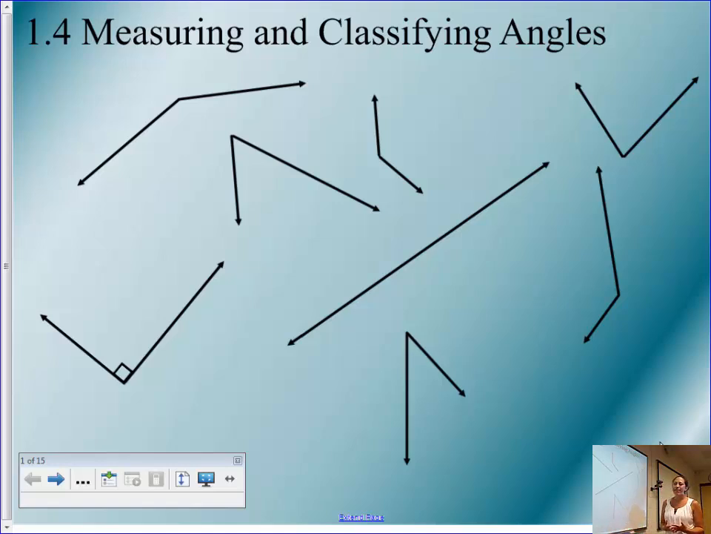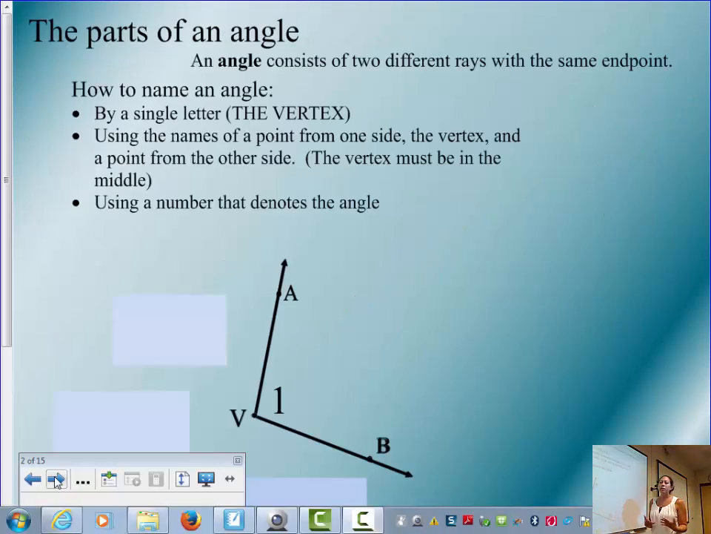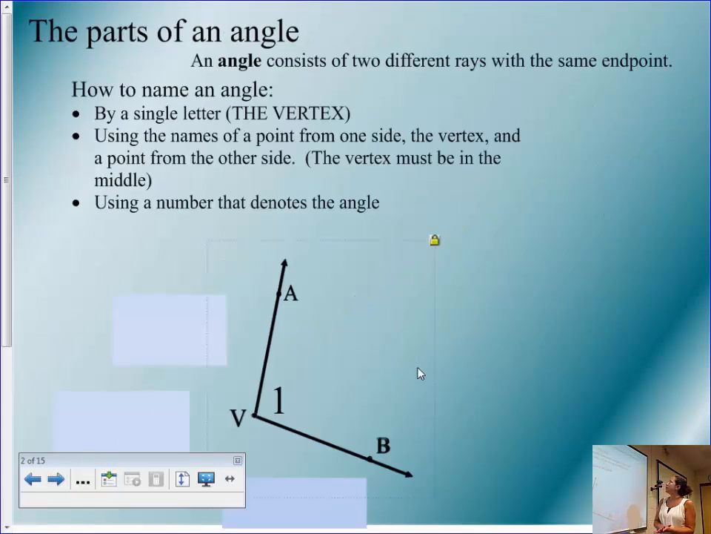1.4, measuring and classifying angles. First, let's talk about what an angle is. An angle is made up of two different rays, which we talked about in section 1.2, and they have the same endpoint. We're not necessarily talking about opposite rays. They can go in an angle kind of like this, all right?